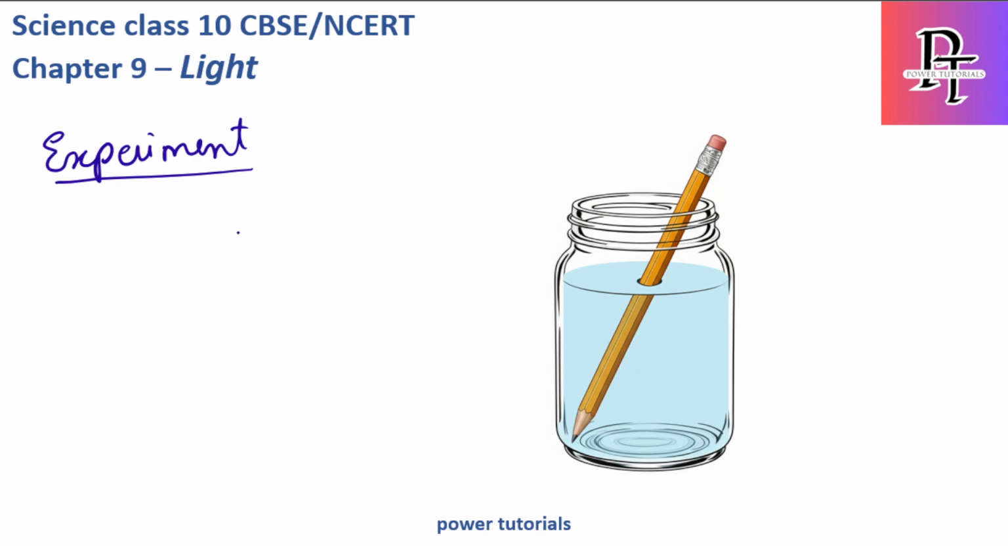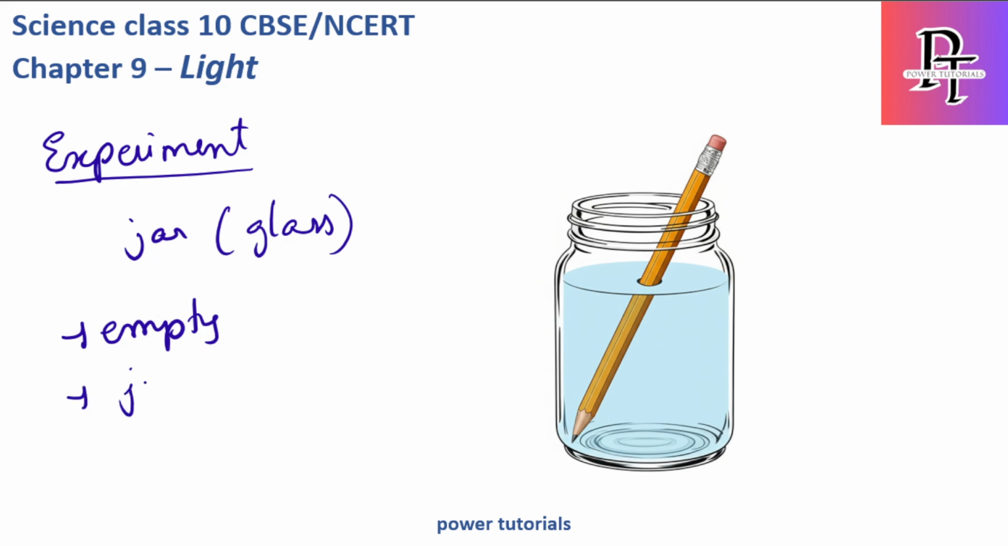What you have to do is take a jar, preferably made of glass. Keep one pencil or pen, making sure it is a closed pen or pencil, not open like in the image. Keep it in the empty glass jar first, and watch how we are able to see the pencil. In the second step, fill the same jar with water, like shown in the image. Now again keep the pen or pencil and see the difference.